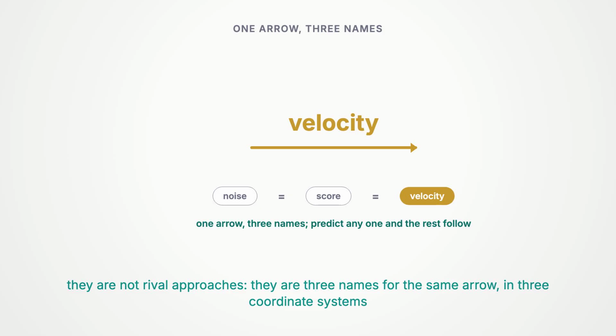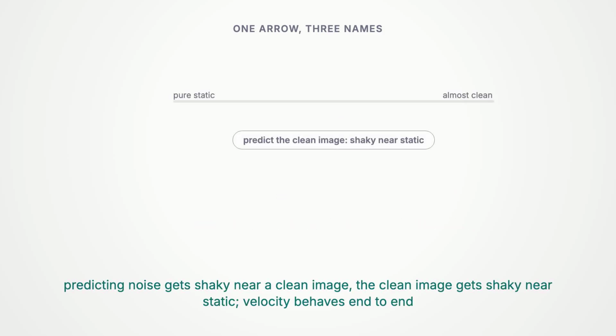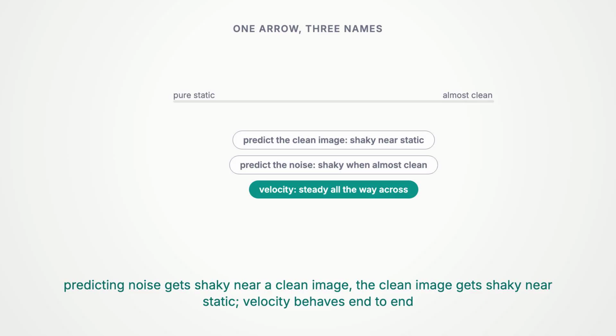Predict any one and the other 2 follow by simple arithmetic. The only reason a model picks one over another is which is steadiest to learn from. Predicting the noise gets shaky near a clean image. Predicting the clean image gets shaky near pure static. And the velocity is the blend that behaves well from end to end, which is why the newest models predict it. The model, underneath all the jargon, is learning that single field of more real arrows.